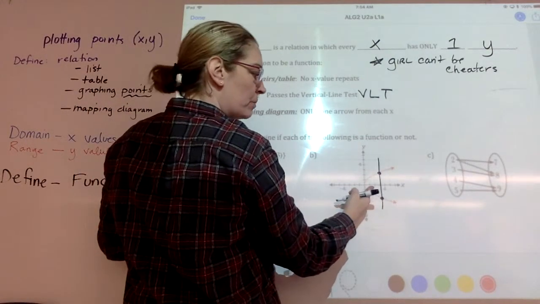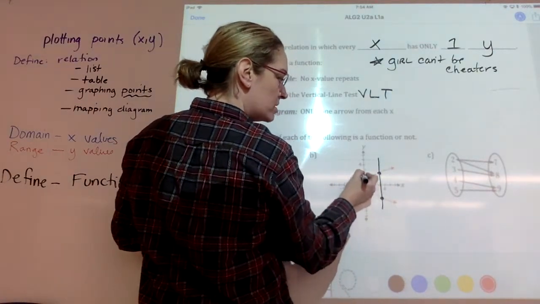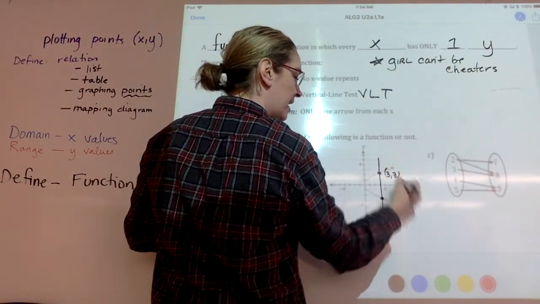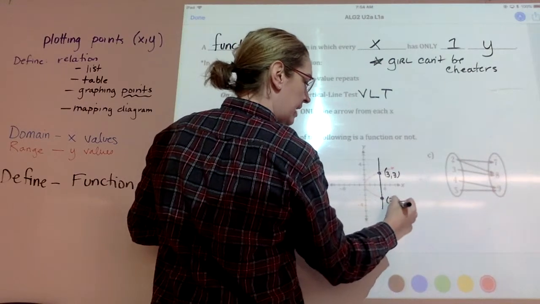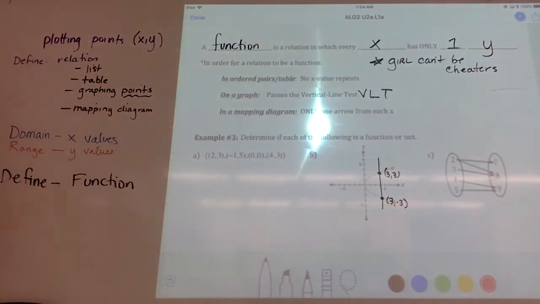And if I look at that ordered pair, I think 1, 2, 3. This is the point (3, 3). This is the point (3, -3). (3, -3).